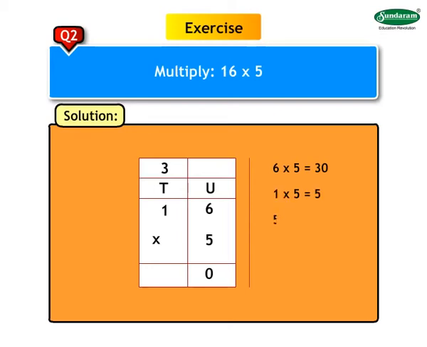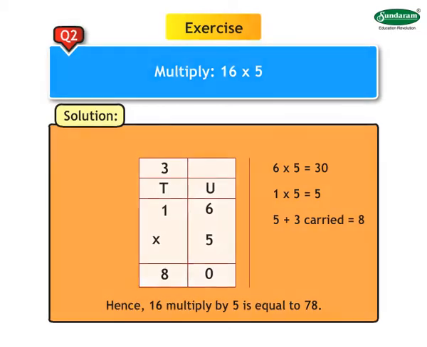Add the product 5 tens to the carried over 3 tens. Thus, 5 tens plus 3 tens is equal to 8 tens. Therefore, write 8 in the tens place of the product. So, the product is 80.